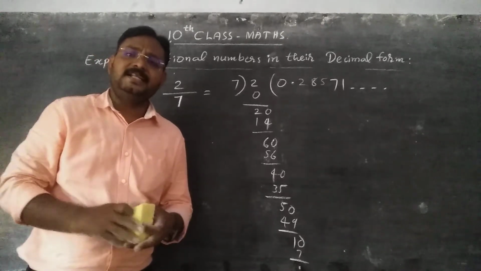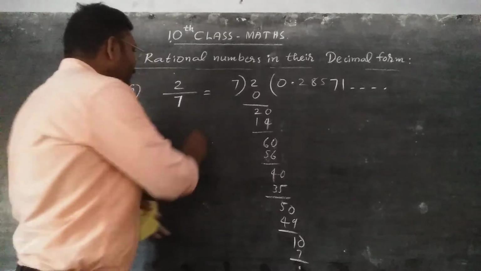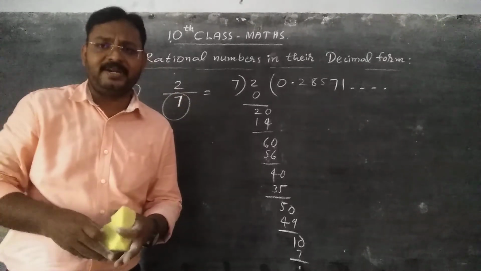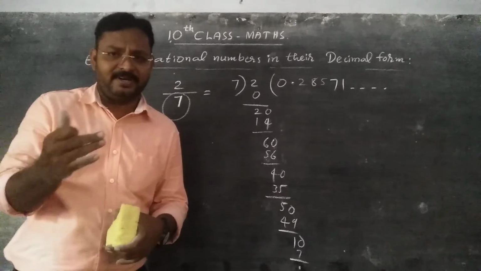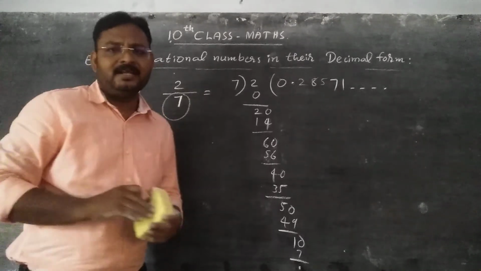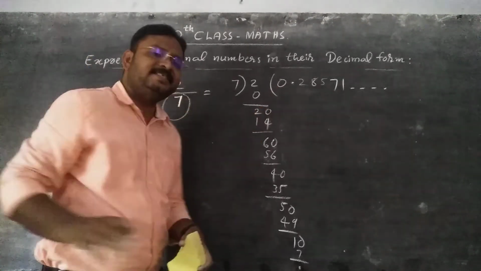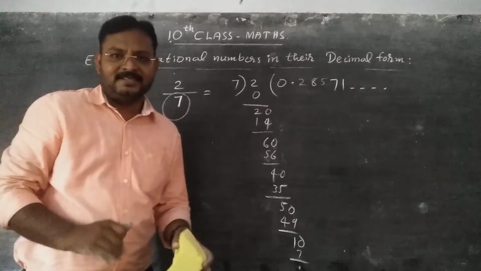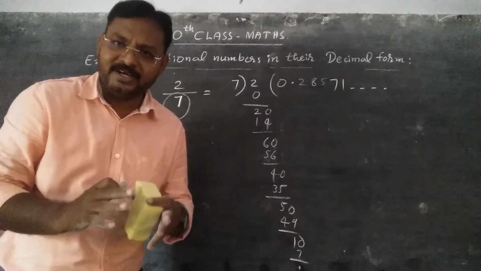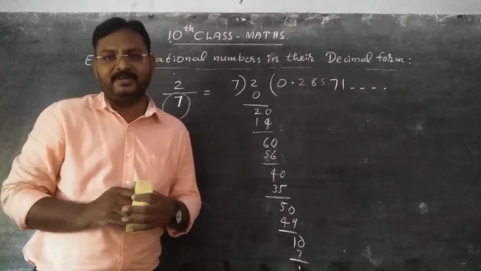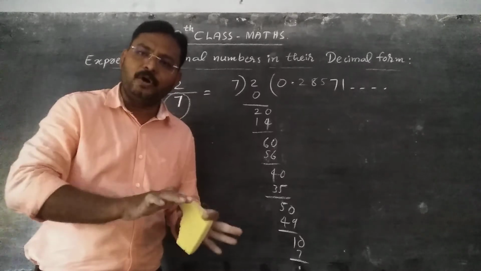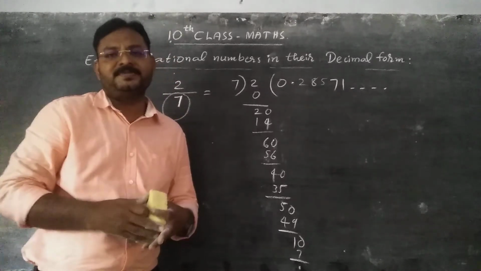Listen, children, if the denominator is not of the form 2 power m or 5 power m, definitely the decimal expansion is a non-terminating repeated decimal. This is the important thing for everyone to remember. Using the theorem, you solve some more problems.